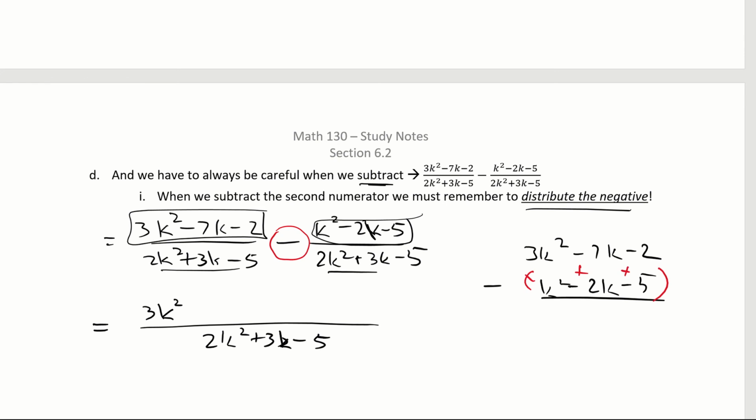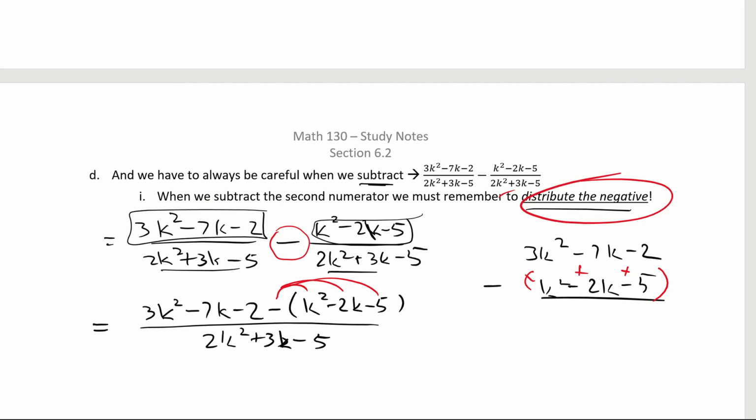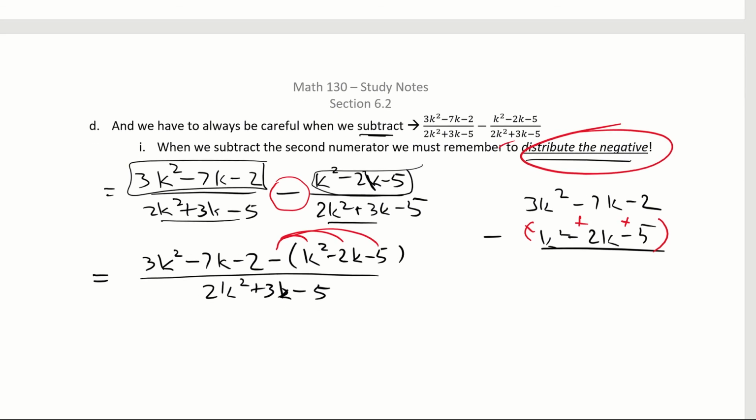The way it looks here is you've got 3k squared minus 7k minus 2 minus, and some people will teach it this way, minus parentheses, and you might like this better. You distribute the negative, but you've got to be careful to watch out about that negative. This is our last example. The video is almost over, so let's take our time and be careful. All right, so we have 2k squared, etc. downstairs. Upstairs, 3k squared minus 7k minus 2.